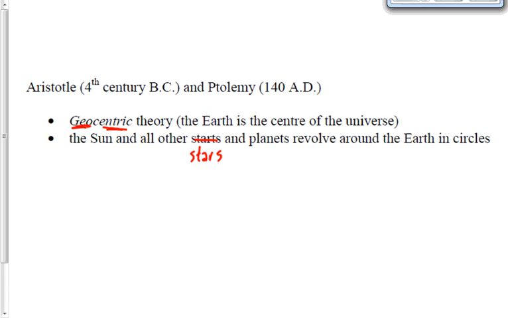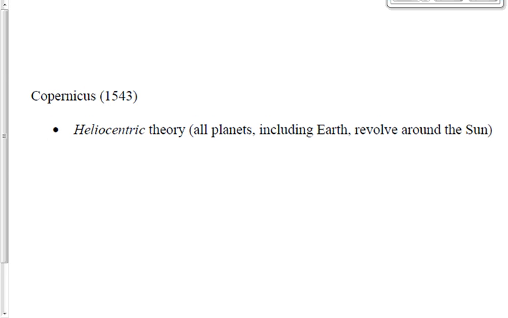Let's fast forward now a couple thousand years to the 16th century AD. Copernicus, you guys have all heard of Copernicus, right? You might not know what he said or you don't know anything about him, but you've all heard of Copernicus at some point. He put forth what we call the heliocentric theory. Helio means sun, the sun-centered theory. All the planets, including the Earth, revolve around the sun. And this is more or less the current model of the universe, the heliocentric model. Planets, Earth, Mars, Jupiter, they all revolve around the sun.